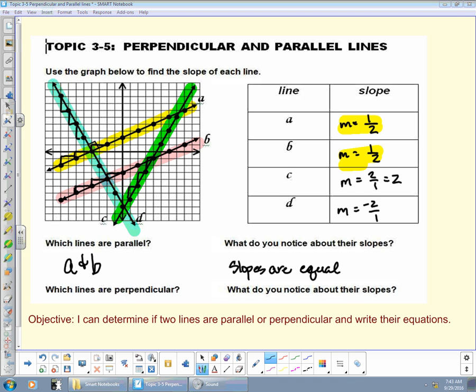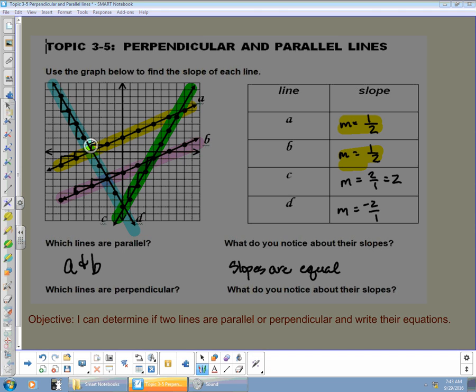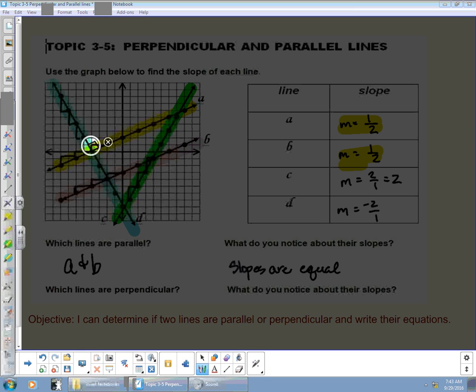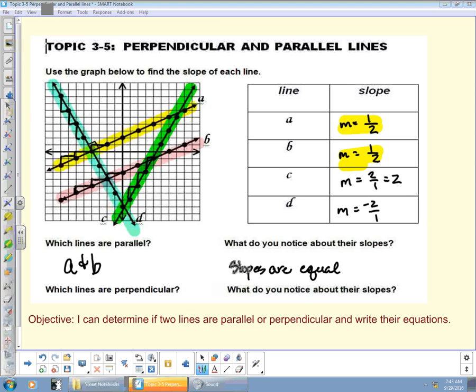And then which lines are perpendicular? Well, I know that when I see this square right here, that means it's a right angle. Right angle means perpendicular. And so I know that line D is perpendicular to line A. And if A and B are parallel, well, it's also perpendicular to line B.